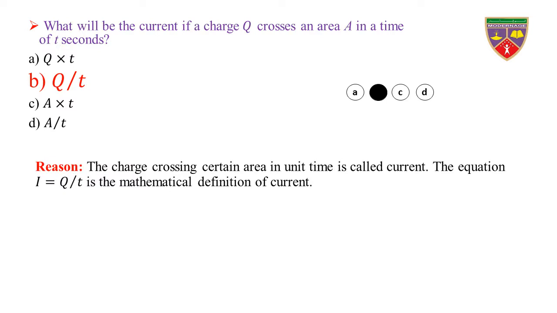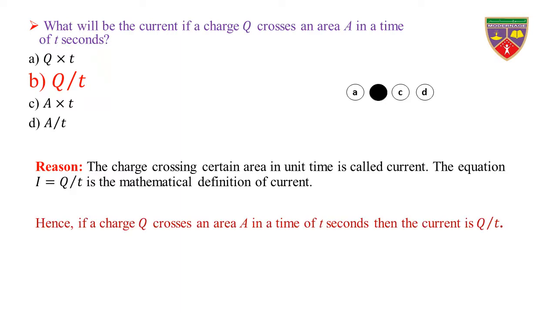Reason: the charge crossing a certain area in unit time is called current. The equation I equals Q divided by T is the mathematical definition of current. Hence, if charge Q crosses an area A in a time of t seconds, then the current is Q divided by T.